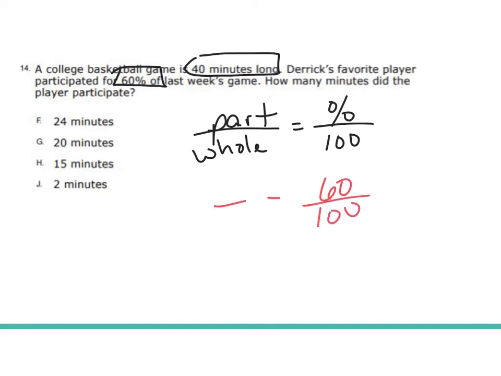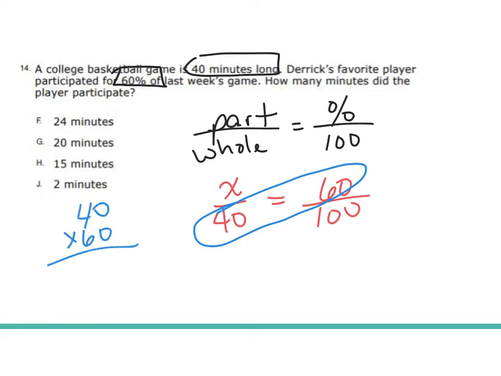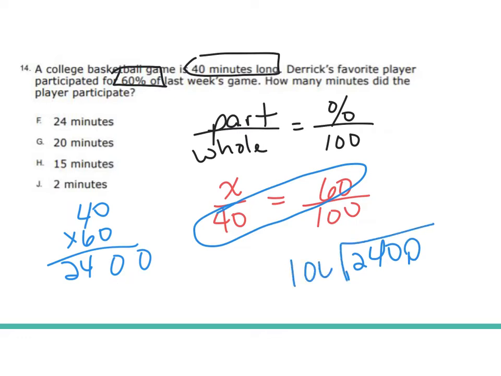So 40, I need to figure out, is that going to be my part or the whole? So if it's saying 40 minutes long, that's the whole basketball game. That means that's going to be your whole number. So we're looking for our part. So we're going to go ahead and do cross product. So we multiply first. So 40 times 60. So I have 2 zeros. 6 times 4 is 24. Then I'm going to go ahead and divide that by 100. So again, I'm going to go ahead and cross the zeros out. So 1 into 24 is 24. So my answer is 24 minutes. So remember, always multiply, then divide.